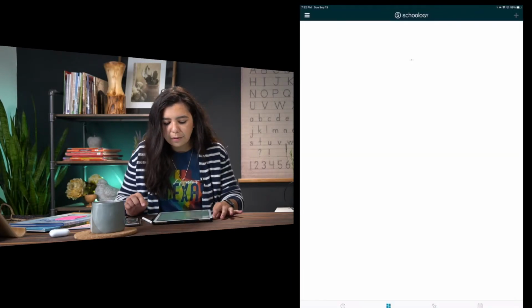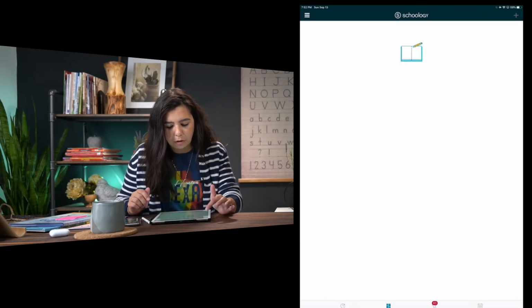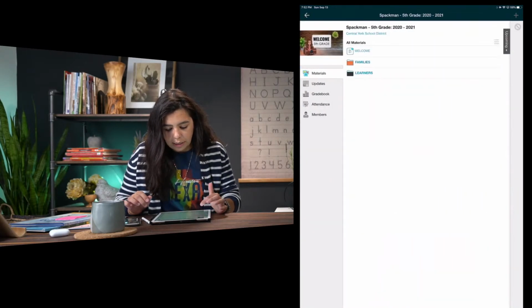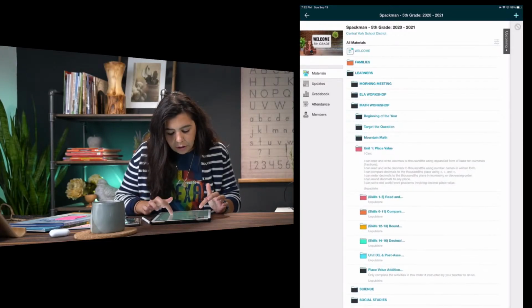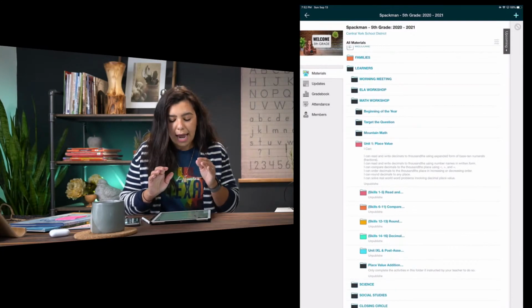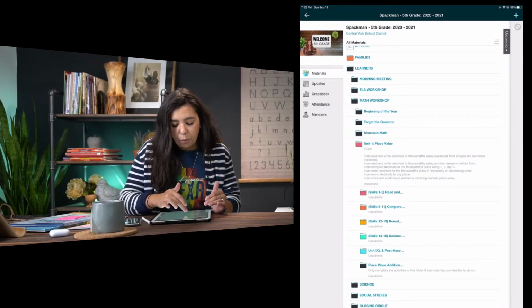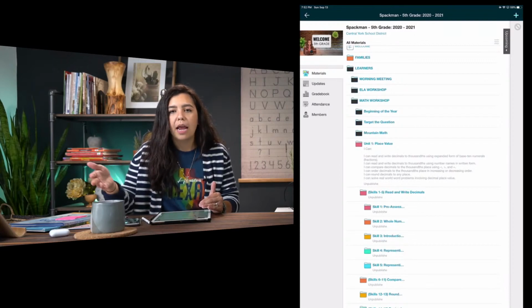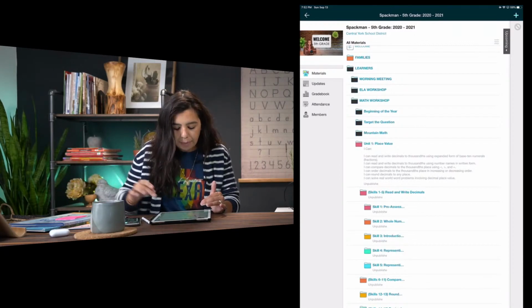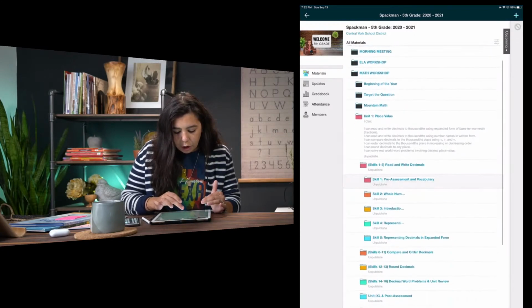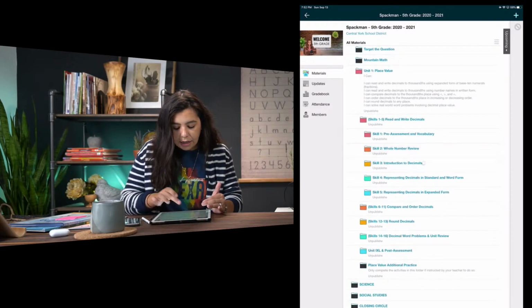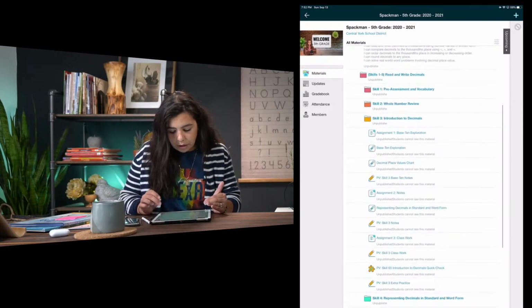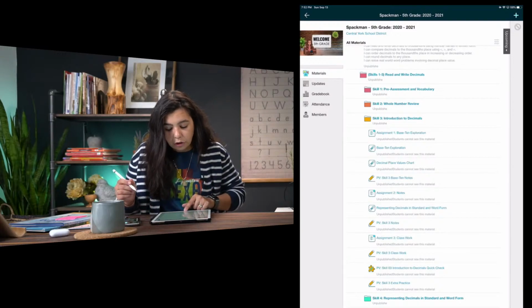I'm going to go ahead and show you guys what I'm talking about when it comes to that. So let's get into my Schoology. This is my LMS system. This is what I use to communicate with my students. Let's go into Learners, Math Workshop, and here's Place Value. My Place Value is already organized to where I have all of my different skills. The first skill is the pre-assessment and vocabulary. Once we finish pre-assessment and vocabulary, then they go into skill 2, which is us reviewing whole numbers. And then skill 3 is them going into introduction to decimals.